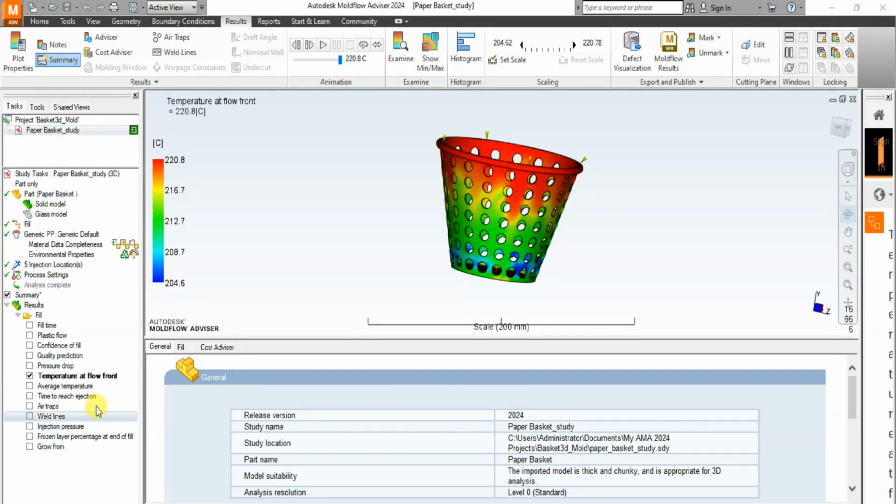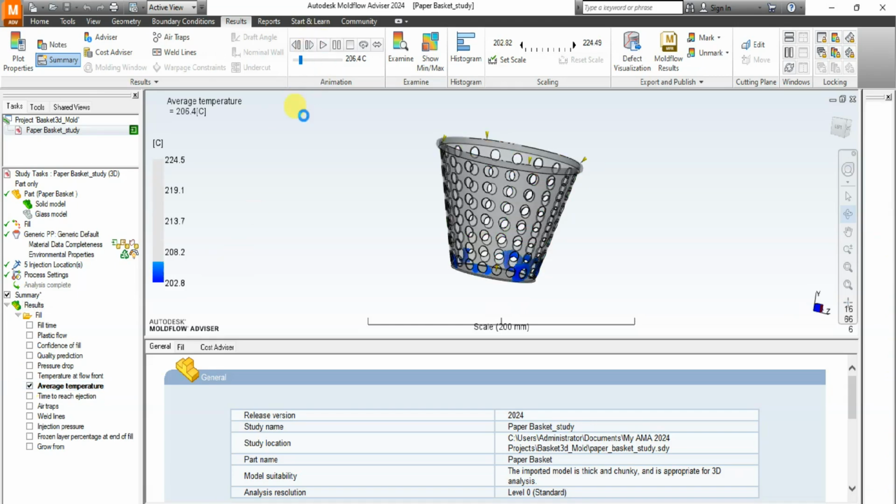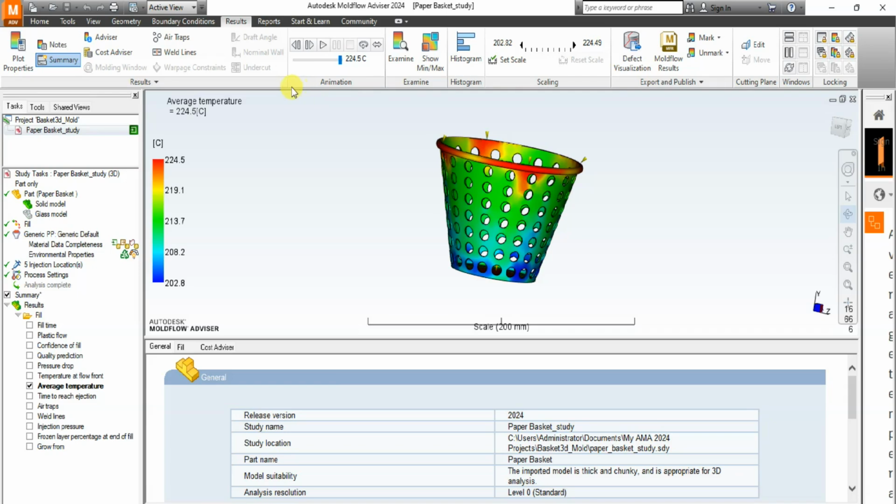So let's now look at the average temperature results. We can look at the average temperature results and play that back. Now you can see the animation taking place from the bottom of this model to the height of the model. So here we need to take note of certain things that draw basic attention.